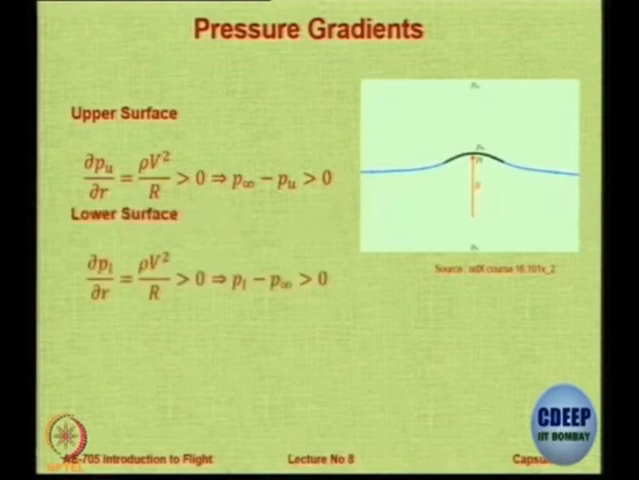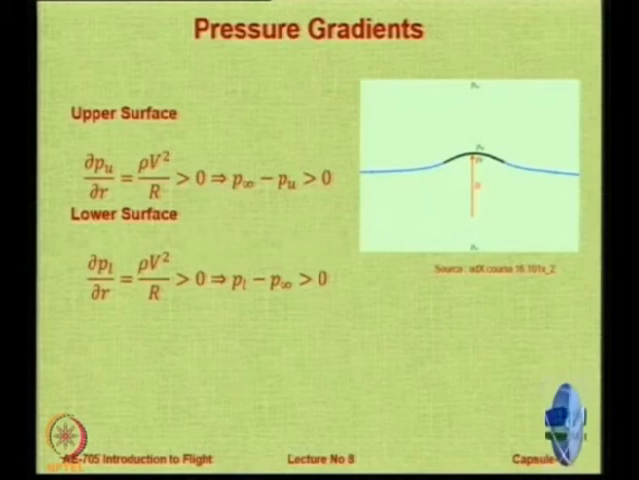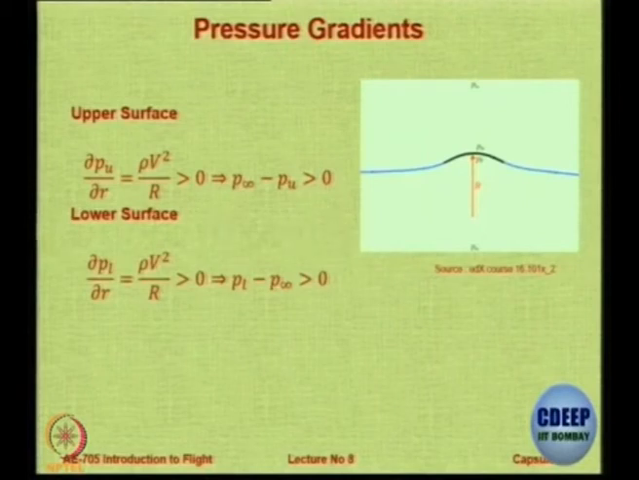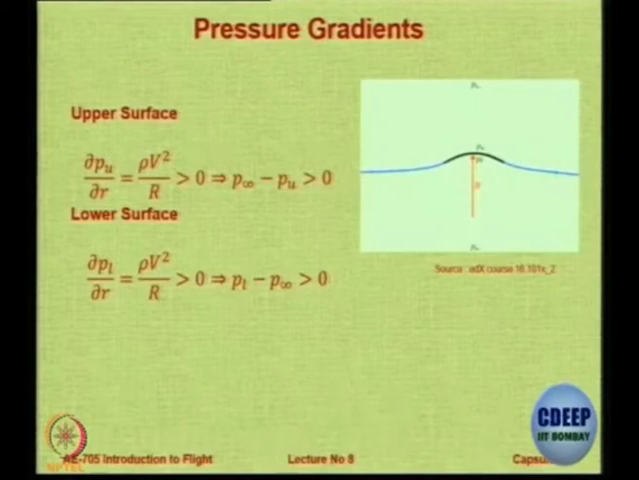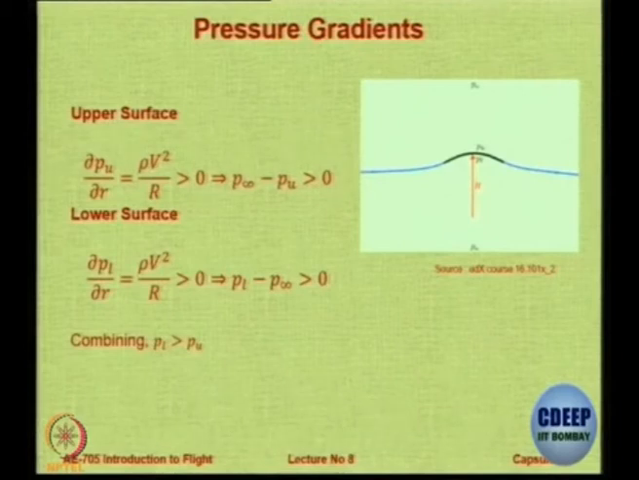Look at the lower surface. In the lower surface also, you have some pressure P L, and in the area below the curved body, dou P L by dou R is equal to rho V square by R. Again, it is non-zero because the value of R is non-zero. So, therefore, there also you have P L minus P infinity is more than 0. So, if P infinity is more than P U and P L is more than P infinity, then you can always say that P L is more than P U. So, if P L is more than P U, there will be a pressure difference across the body, and that is going to create a force on the body.